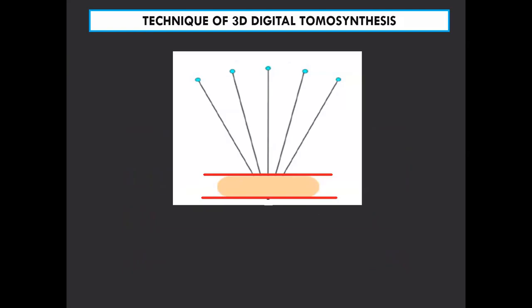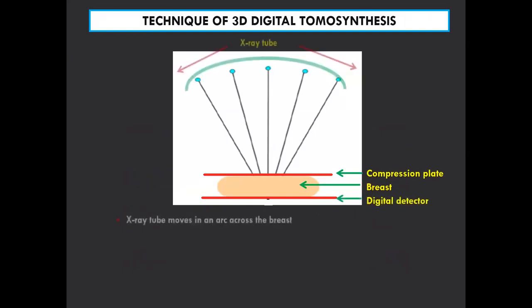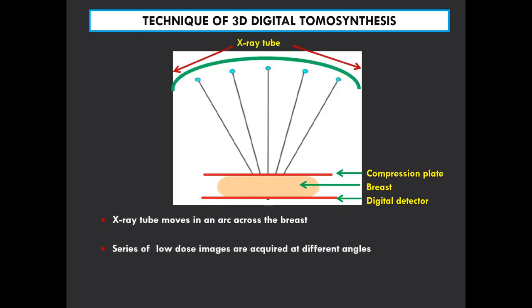The principle of 3D digital tomosynthesis is more or less like a mammogram, where the breast is placed here between the compression plate and the digital detector. But what's different from a mammogram is that the X-ray tube moves in an arc across the breast, taking a series of low-dose images that are acquired at different angles.